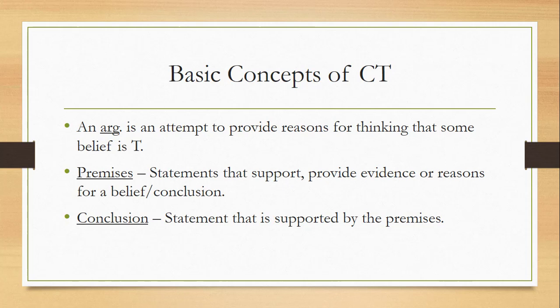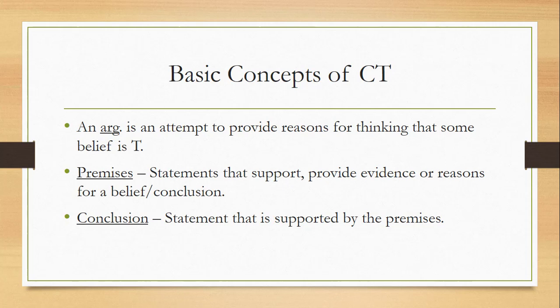Okay, so let's look at some basic concepts of critical thinking. The first concept is an argument. An argument is an attempt to provide reasons for thinking that some belief is true. If you notice, an argument contains several components: there are reasons or evidence put in favor of a particular belief, where the idea in presenting an argument is trying to show that that particular belief is true.